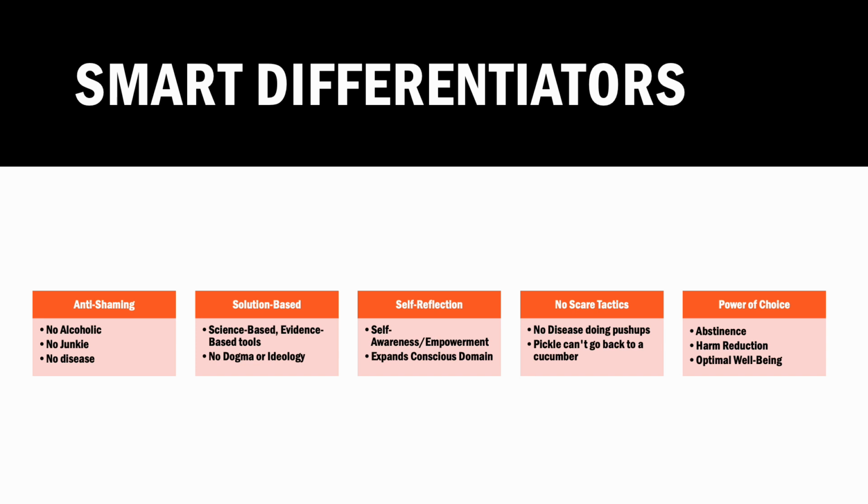In addition, we do not use scare tactics such as your disease is doing push-ups in the parking lot as you work on your recovery, or a pickle will never become a cucumber. And lastly, the multi-dimensional concept of the power of choice. Here, we leave it up to you to select your goal. For most, it's abstinence, while for others, it may be harm reduction. And for others still, the mere domain of addiction can be transcended to include optimal well-being of oneself, others, and life generally.